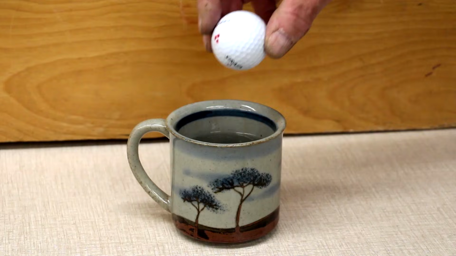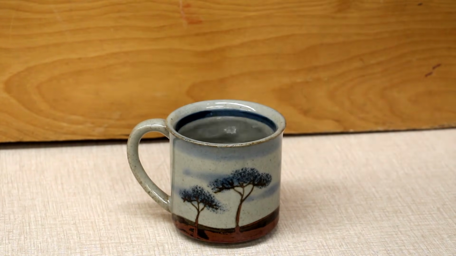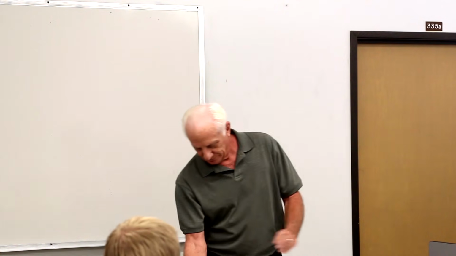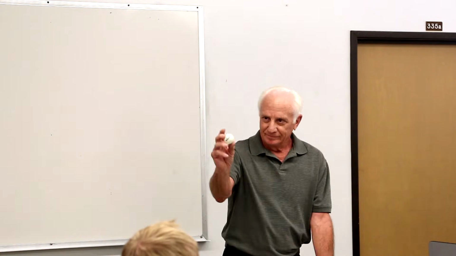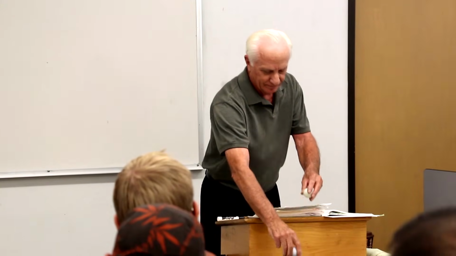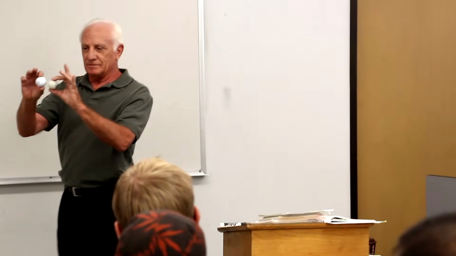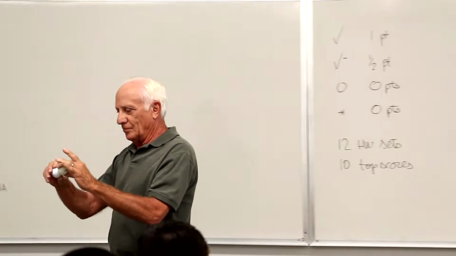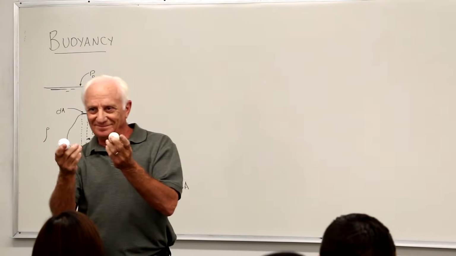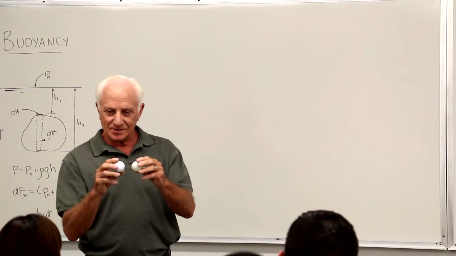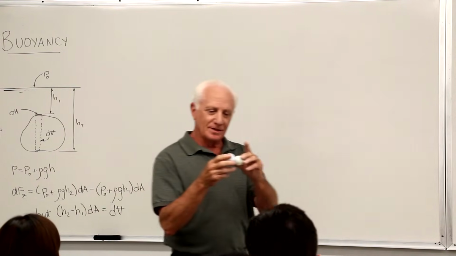Golf ball. This is down the bottom. Ping pong ball. It floats on top. They're roughly the same size. Why does one sink? Density and the weight. That's right, it's the same volume, so density or weight.